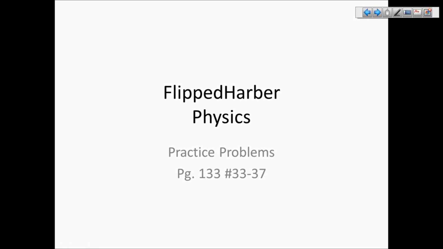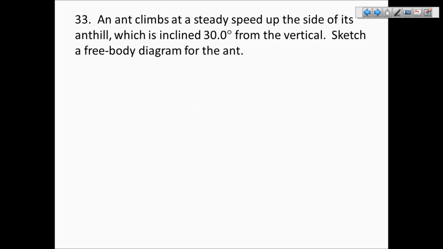Physics, and in this video we'll be covering the practice problems on page 133, numbers 33 through 37. In number 33, an ant climbs at a steady speed up the side of its anthill, which is inclined 30 degrees from the vertical. Sketch a free body diagram for the ant.